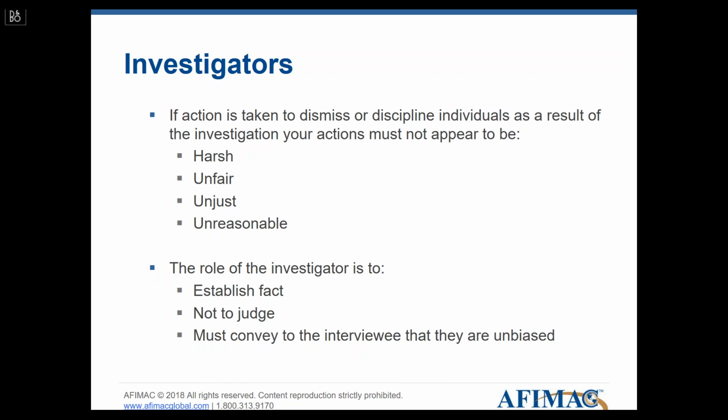And I really just like to emphasize that during any presentation, because at the end of the day, you sort of will be judged and will be questioned on those four bullet points. The role of the investigator is to establish the facts, not to judge, and must convey to the interviewee that you are unbiased in gathering the facts.